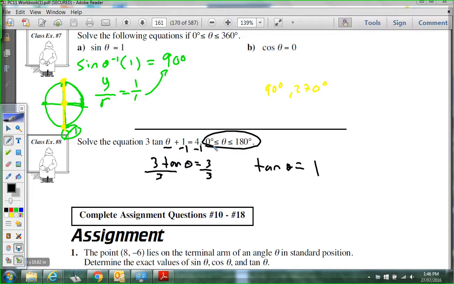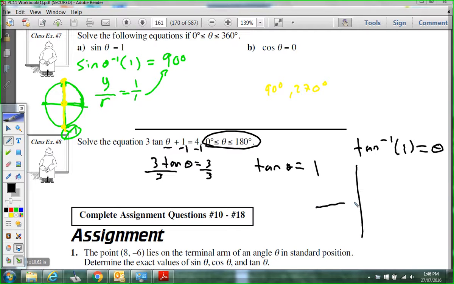So we're doing tan theta equals, oops, tan inverse. Sorry, we inverse both sides now. Tan inverse of 1 equals theta is what I meant to write. Okay, so that happens at 45 degrees.